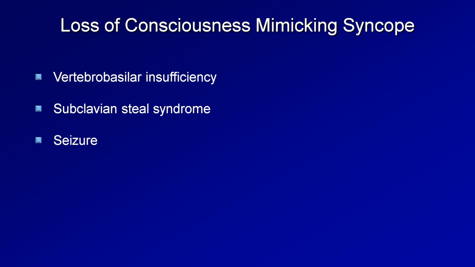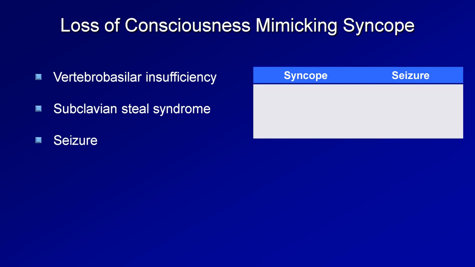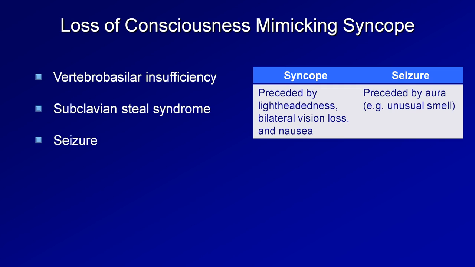Seizure also causes a loss of consciousness that can mimic syncope, although the opposite is generally more common, in which a patient experiences syncope that is accompanied by some transient myoclonic jerks, which gets misinterpreted by layperson witnesses as a seizure. But let's briefly compare syncope and seizure. How can we distinguish them? First, the prodrome of syncope, when it occurs, consists of lightheadedness, bilateral visual loss, which is sometimes described as a shade being lowered on the vision, and less commonly nausea.